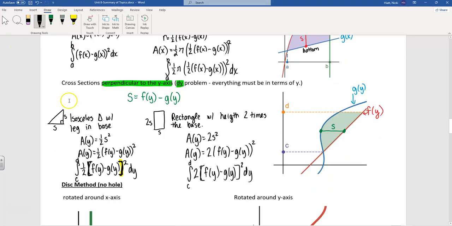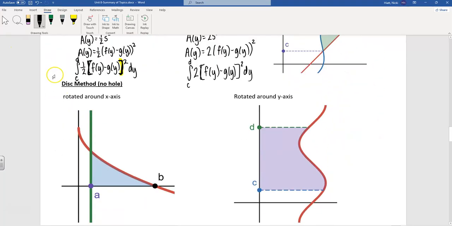Okay, then let's talk about the disk method. Disk is when you don't have a hole in the middle. So if you have no hole, you only need a capital R of x, or it could be capital R of y, right? You do not need an inside and an outside radius, because the capital R and the lowercase r are the outside and the hole. So if there's no hole, you only need a capital R.